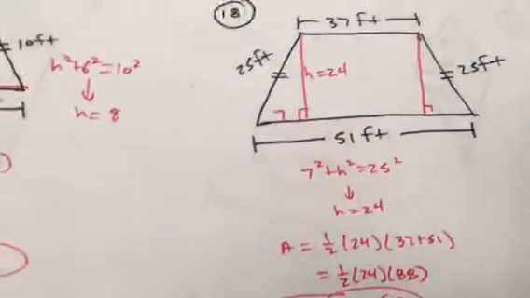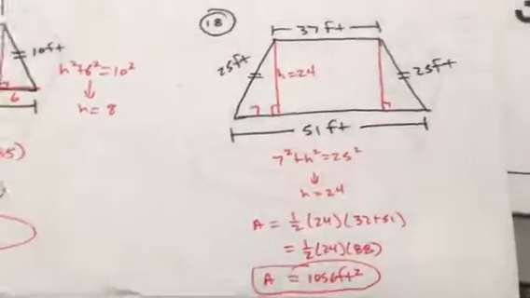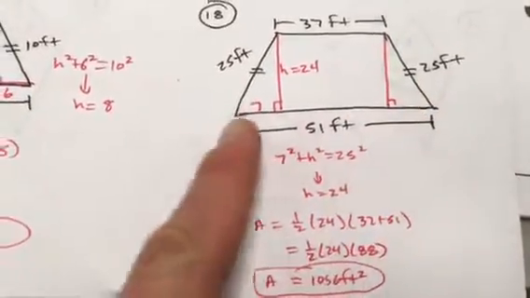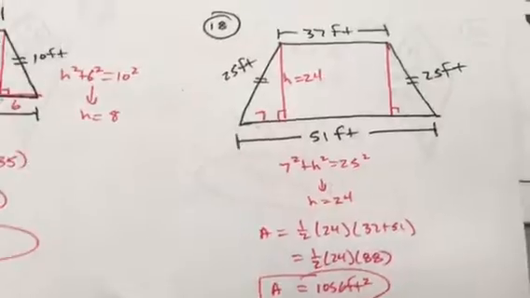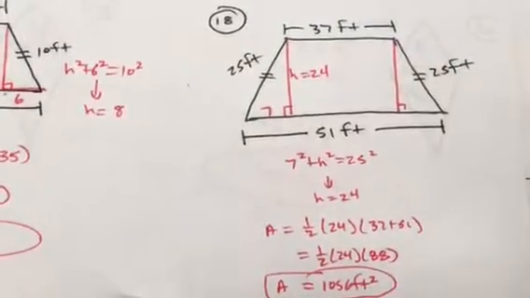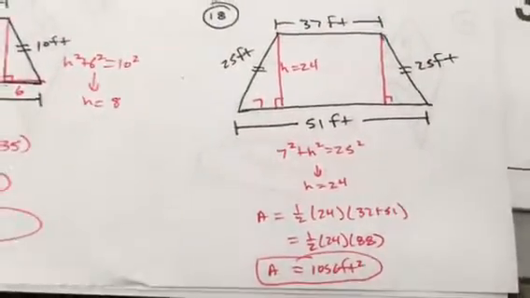Same thing here. Do 51 minus 37. You're left with 14, which is split evenly between there and there. 14 divided by 2 is 7. Put 7 wherever you want. You just need to find the height. You can use one of those two triangles. You get 24. All right, you guys did a very good job on those today.